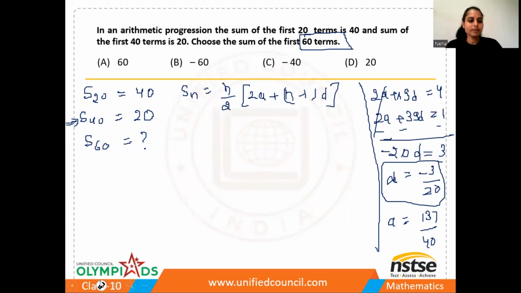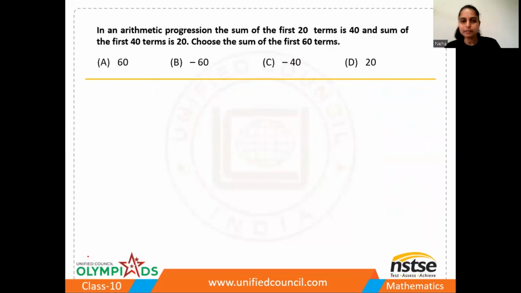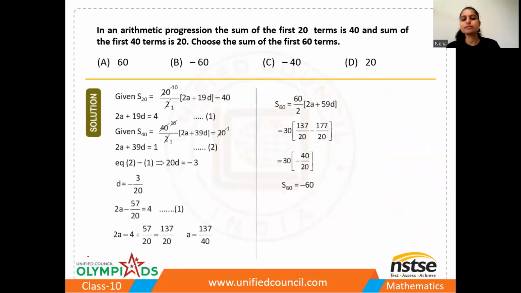Alright, this is done. Now let me put the values in for S60. So S60 is equal to 60 by 2 into (2a, which is 137 divided by 40) plus (n minus 1, that is 60 minus 1, which is 59) into b, which is minus 3 by 20. Alright, now I have all the values, so I have to do the calculations with these. Let me show you the calculations and the correct answer.